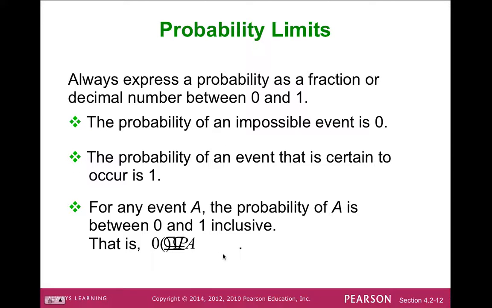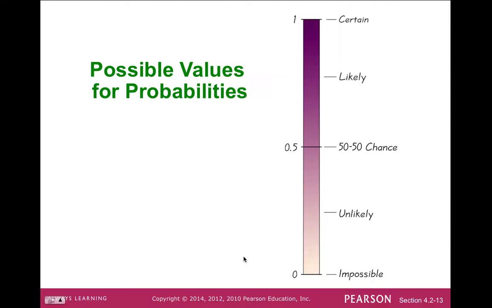So what that means is that for any event A, the probability of A has to be between 0 and 1 inclusive, meaning that the probability of A can be 0, it can be 1, and it can be anything in between. And this will help us later, as we'll see, because this concept that all probability must be between 0 and 1 helps us to sometimes be able to solve equations for missing variables.